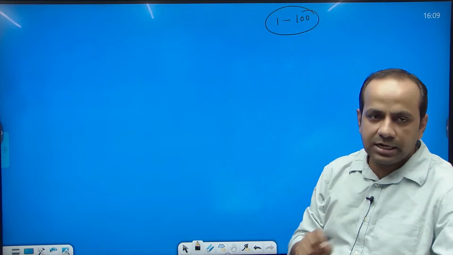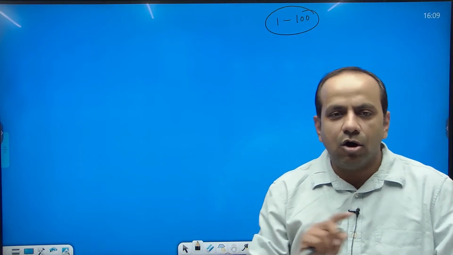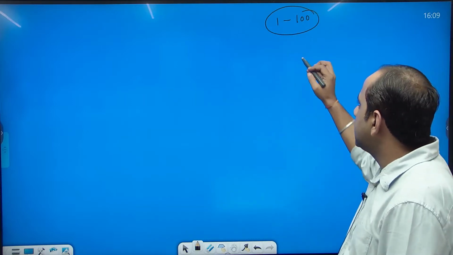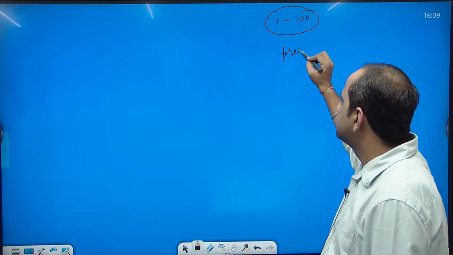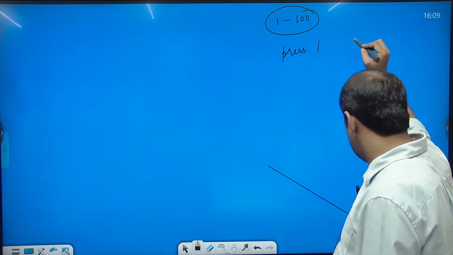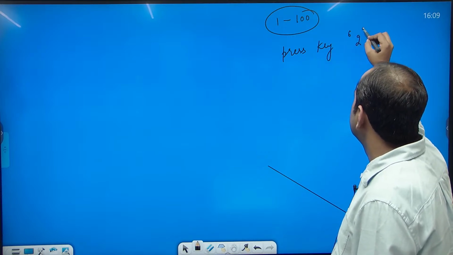just understand the language of the question. If I am typing all numbers from 1 to 100, how many times I have to press the key with number 2?